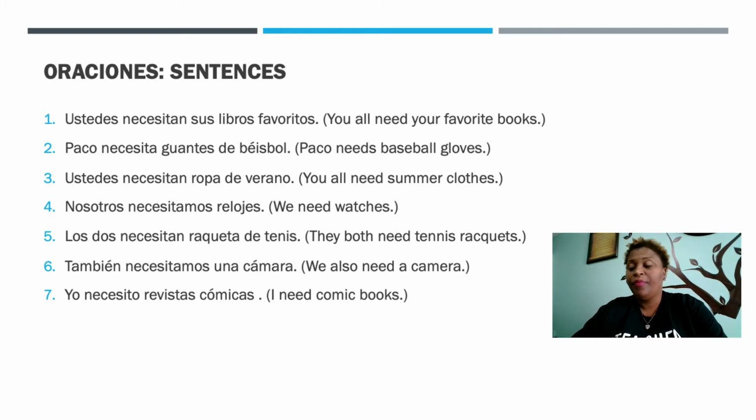Number 2, Paco needs baseball gloves. Paco necesita guantes de béisbol.